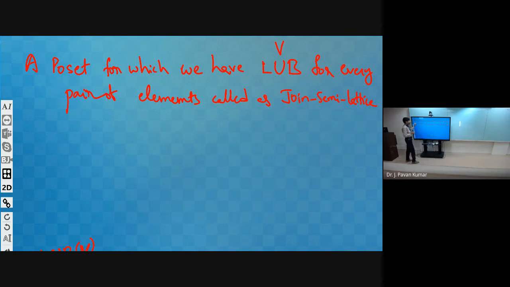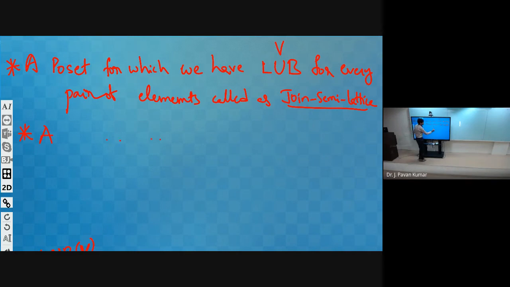Try to understand a poset; what is meant by poset, we know. Next, what is meant by least upper bound, we know. And for every pair of elements, if you have this least upper bound, then we can say it is a join semi-lattice. Join, in the sense that we have a join for every pair of vertices, that's why we say join semi-lattice.